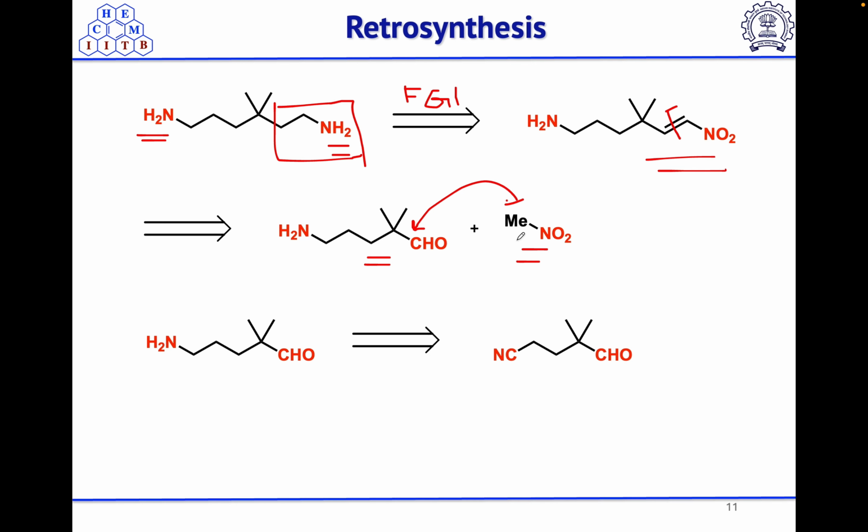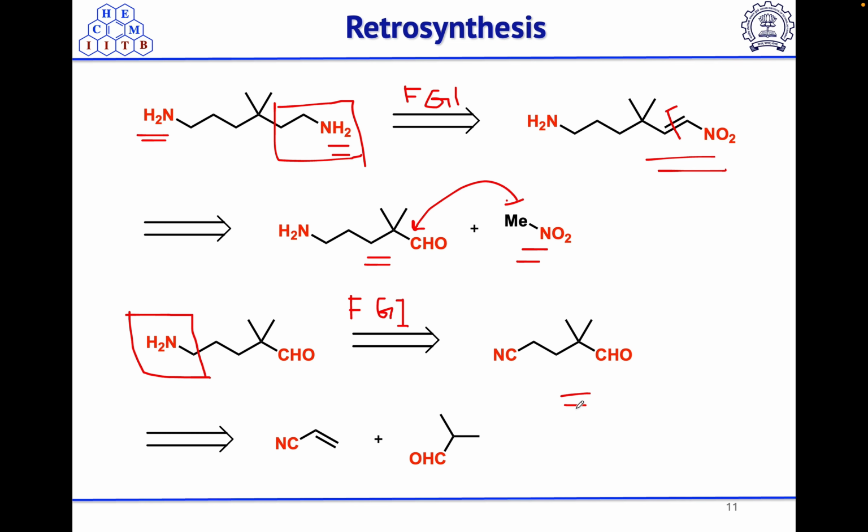So the next will be the left hand side, some FGI. This we can get from the cyanide. Okay, if we do reduction of cyanide, we will get CH2NH2, right? So pretty simple. So we got this compound.